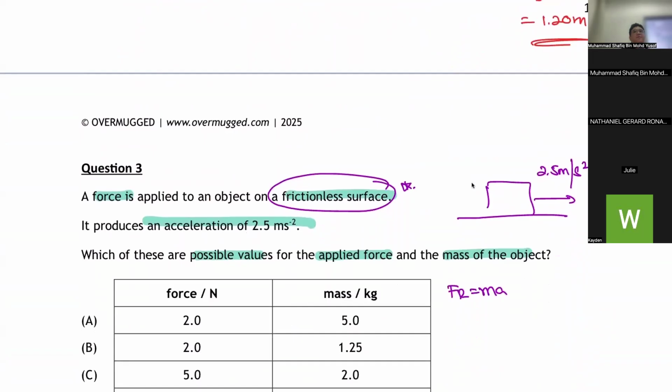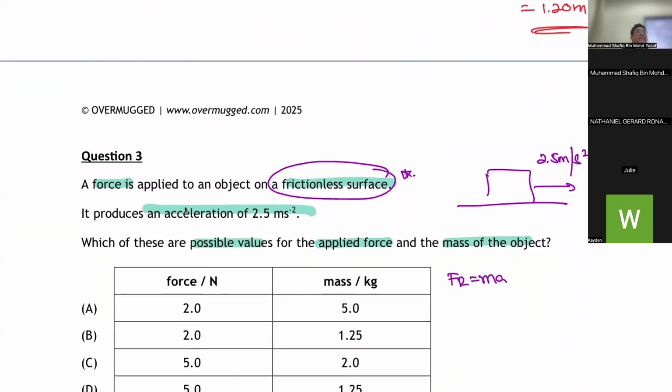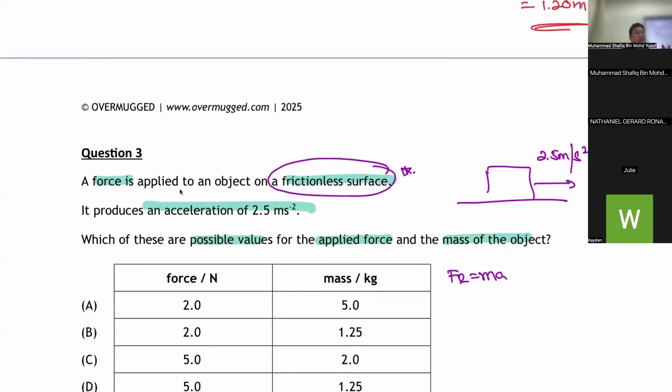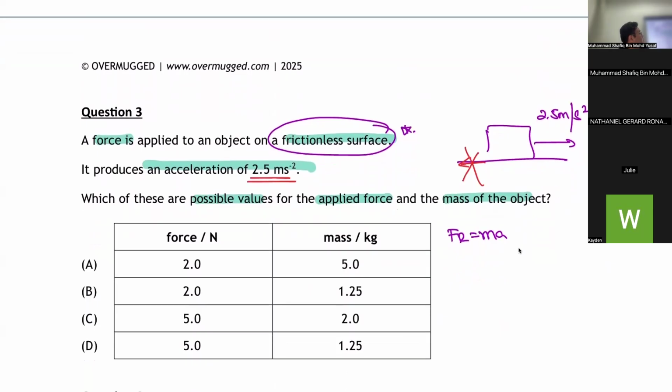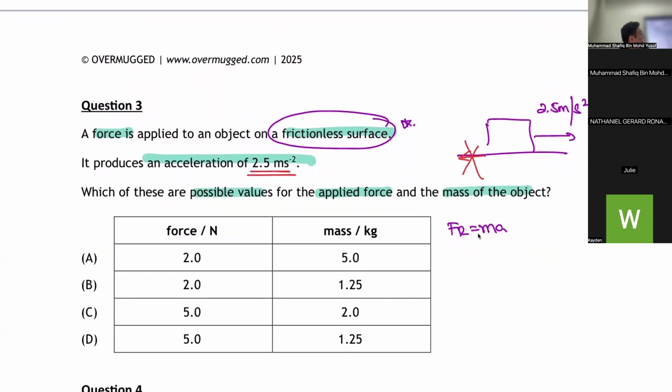This one is even easier. Because, as you can see, they say a force pushes an object across a frictionless surface. Means there's no friction here. You don't have to care. So therefore, you can just apply F equal to MA. But this one, they say acceleration is 2.5 meter per second squared. So how do you find out which of the following is a possible value in this case?